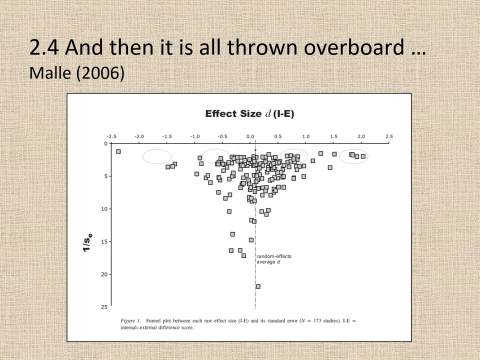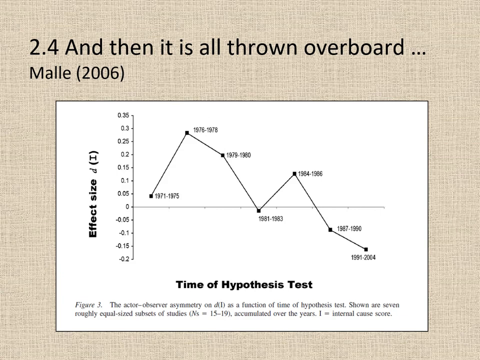Okay, Mal also plotted the effect size. The higher the value here, the more the result is in accordance with the actor-observer effect. And we find a difference over time. In the 70s, people behaved in accordance with the actor-observer effect, but not anymore.